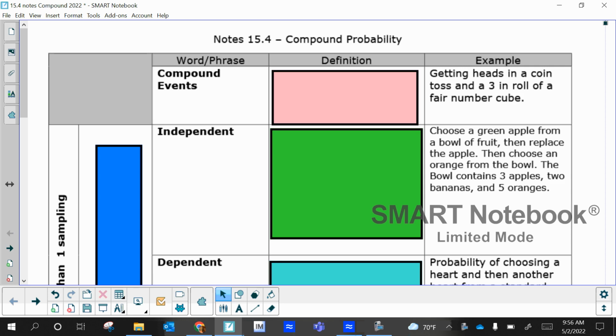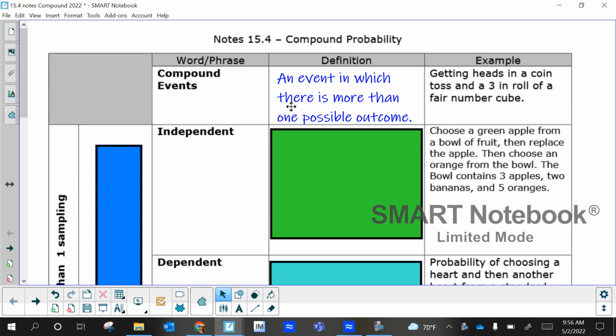All right, this is our last set of notes. This is 15.4, compound probability. So let's define what actually are compound events. Okay, so let's write that definition down. It's going to be an event in which there is more than one possible outcome.